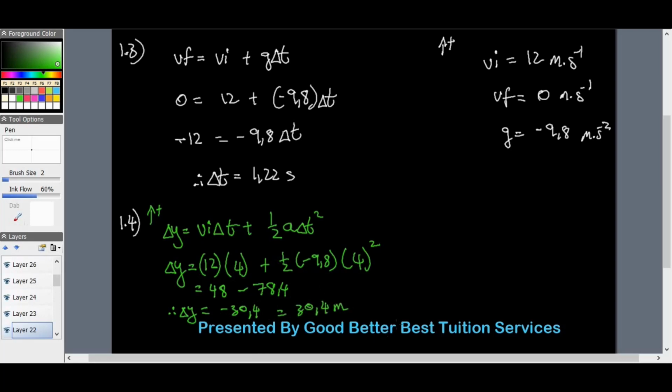meters. And therefore, the height of the cliff is 30.4 meters. The reason we got a negative is because the stone fell downwards. So that's why we got a negative. Picture the negative part of the graph. The stone went up and then went down. So the height of the cliff was 30.4 meters. And we state that is the height of the cliff.